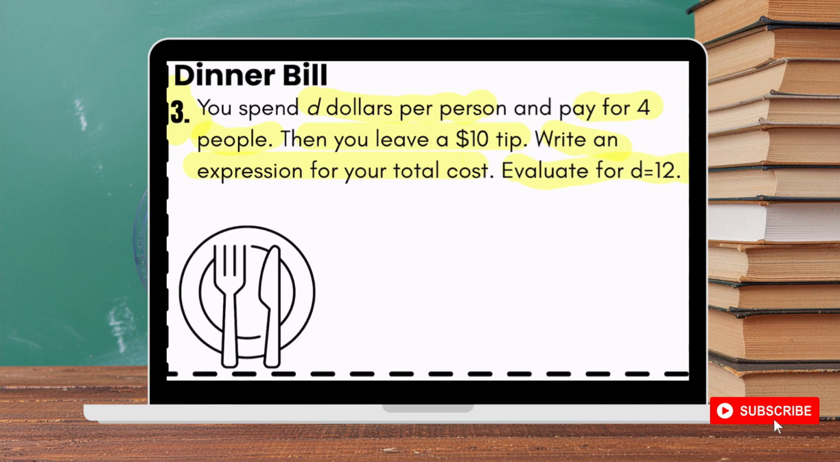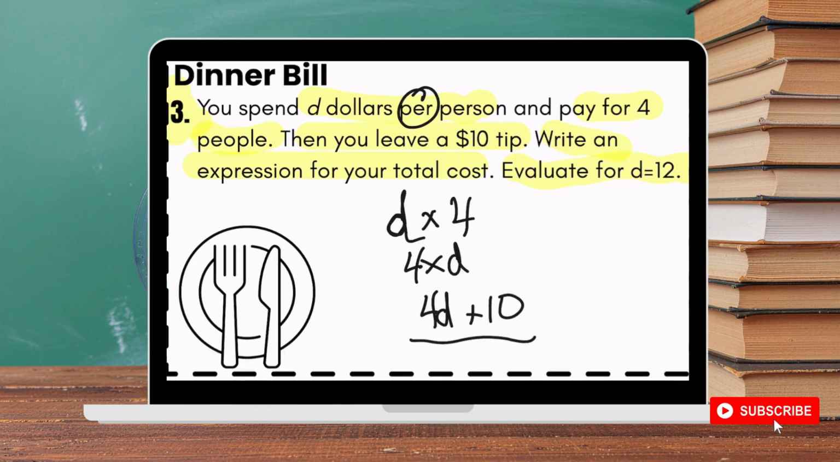So you spend D dollars, we don't know how much, per person, and per is the key word that's going to highlight that we're using multiplication. And I pay for 4 people. So I would do D times 4, and the commutative property of multiplication means that I can flip-flop my order. I can multiply in whatever order I want. So this is 4 times D, which is the same as 4D. And then in addition to that, I'm going to leave a $10 tip. So that's going to be plus 10.